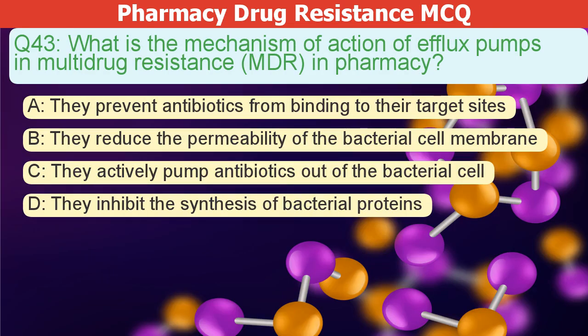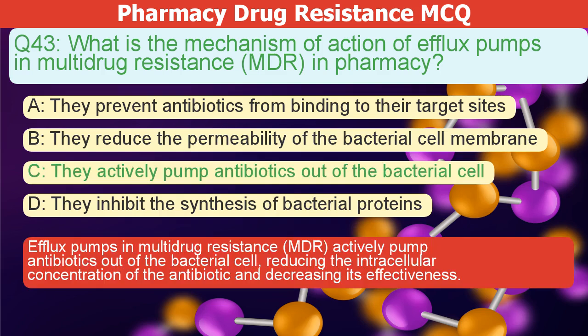What is the mechanism of action of efflux pumps in multidrug resistance, or MDR, in pharmacy? A. They prevent antibiotics from binding to their target sites. B. They reduce the permeability of the bacterial cell membrane. C. They actively pump antibiotics out of the bacterial cell. D. They inhibit the synthesis of bacterial proteins. The correct answer is C. Efflux pumps in multidrug resistance actively pump antibiotics out of the bacterial cell. This reduces the intracellular concentration of the antibiotic, decreasing its effectiveness.